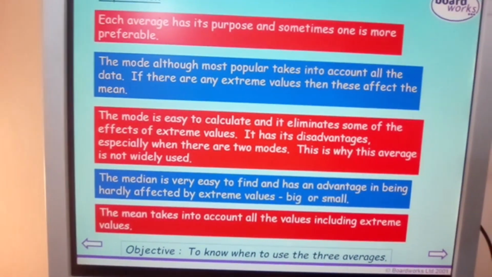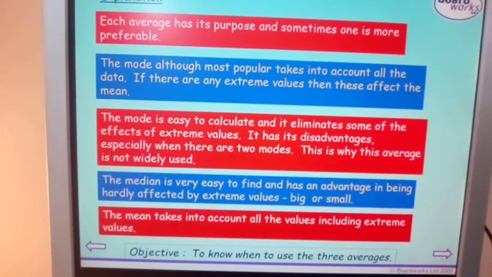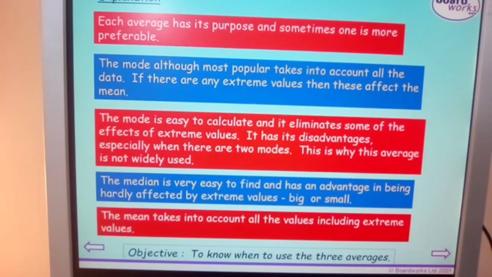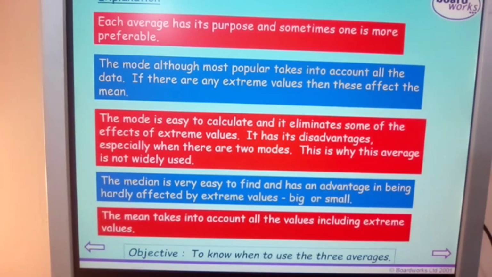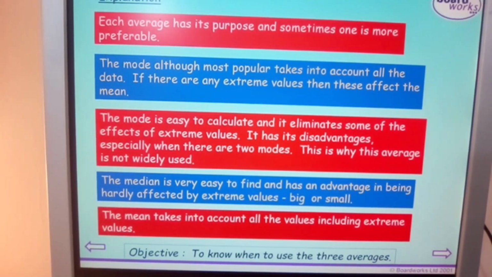Okay, just giving you an explanation here now. Each average has its purpose, and sometimes one is more preferable. The most popular takes into account all the data. If there are any extreme values, then these affect the mean.